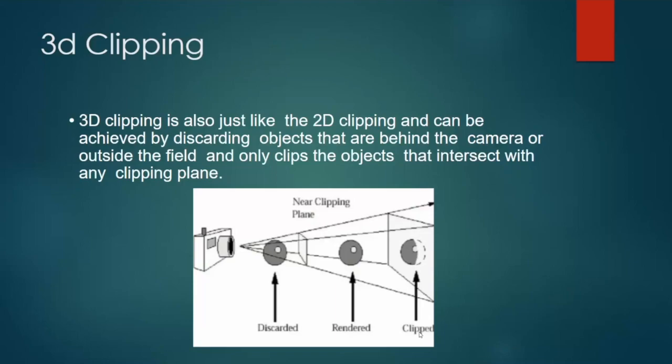So the image shows the near plane, which is near the camera or the eyesight, and the far clipping plane, discarding the objects outside and behind the planes, and only considering the objects that lie in between the near and far plane. Even if half of the object lies between the two planes, it will be rendered, and the rest is discarded.